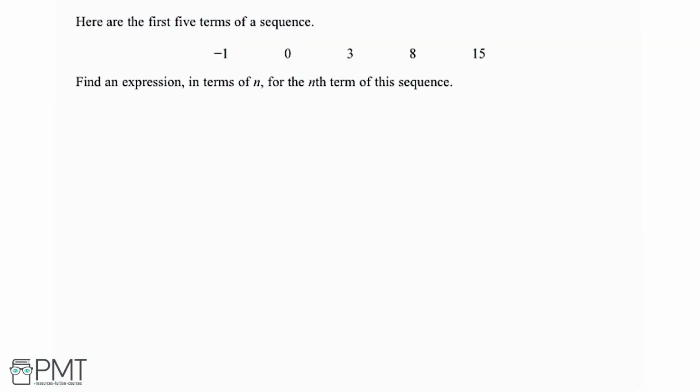Here are the first 5 terms of a sequence. So we've got -1, 0, 3, 8, and 15. We want to find the expression in terms of n for the nth term of this sequence. So my first step is to work out the difference between these numbers.